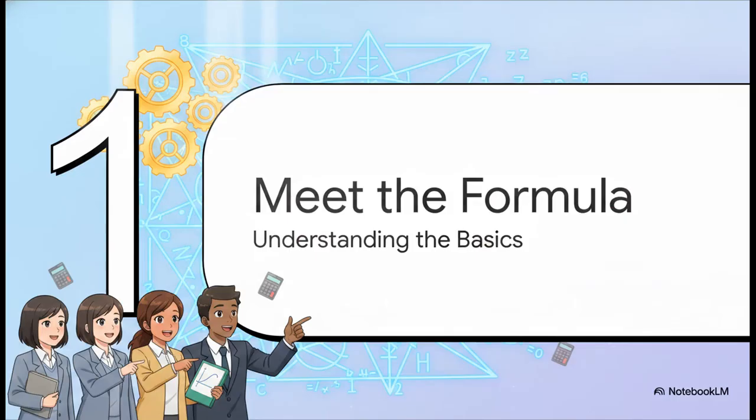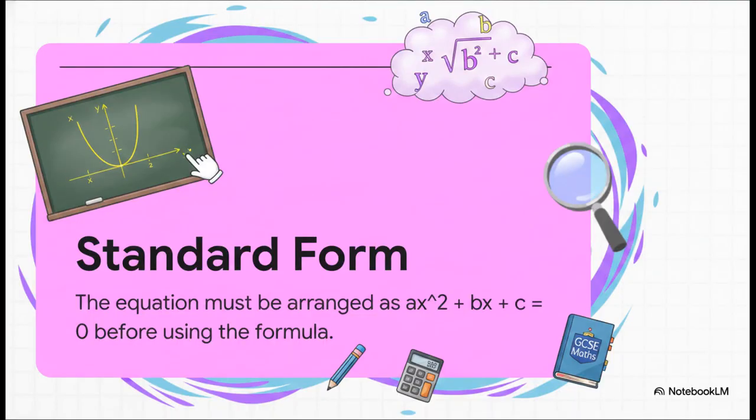All right, let's kick things off with Section 1, meet the formula. Okay, so before you can even think about using this formula, your equation absolutely must be arranged in one specific layout. We call it the standard form, ax squared plus bx plus c equals 0. And let me tell you, that equals 0 part is completely non-negotiable.